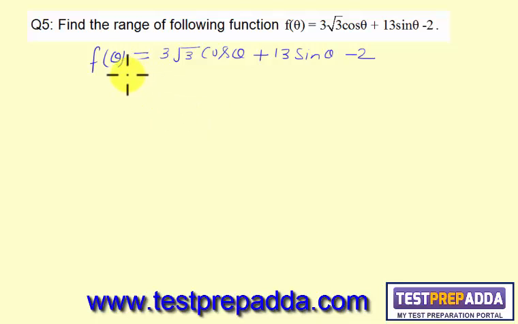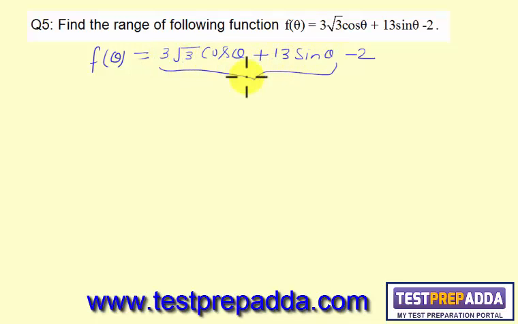Please note, whatever the maximum or minimum value of f(θ), that will be decided by this part only. Whatever the maximum value of this part, minus 2 will be the maximum value of f(θ). Whatever the minimum value of this part, minus 2 will be the minimum value of f(θ). Got it? So our job is to find just the maximum and minimum value of 3√3 cos θ + 13 sin θ.